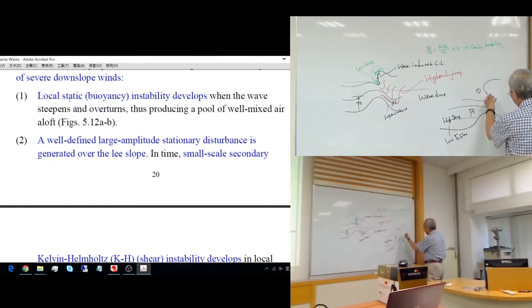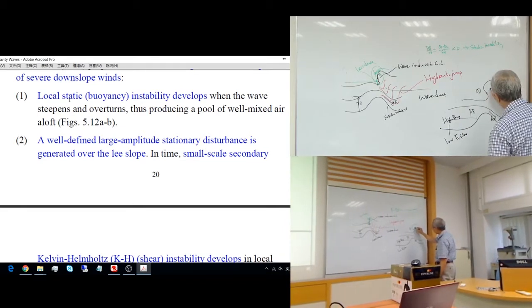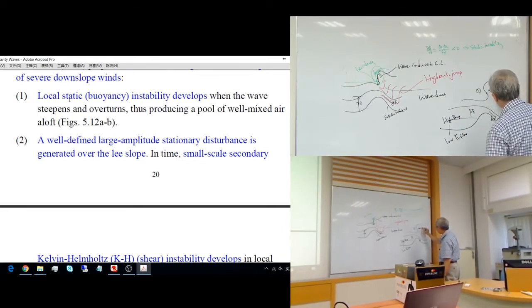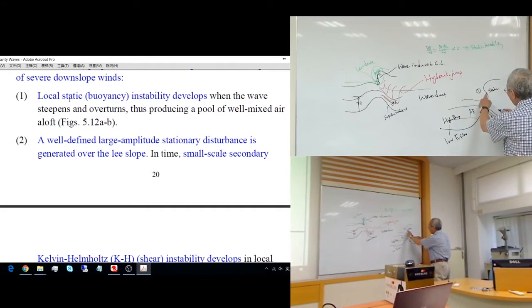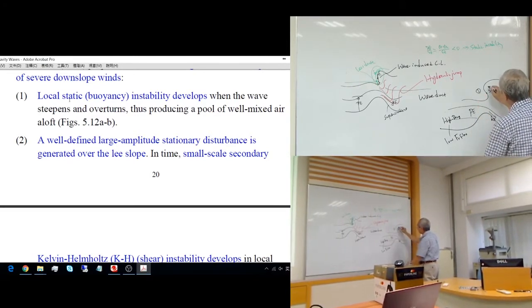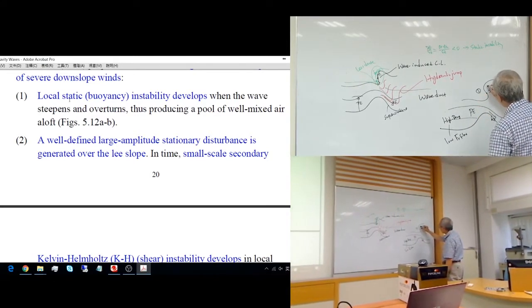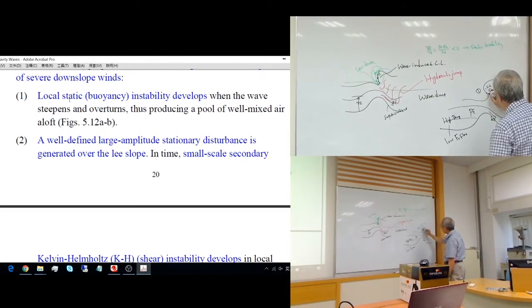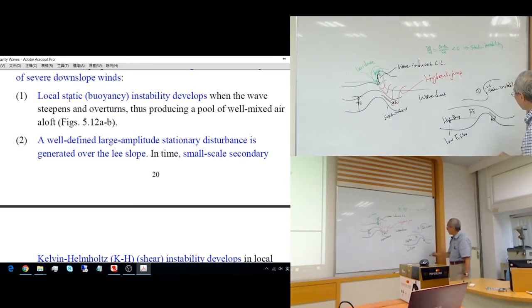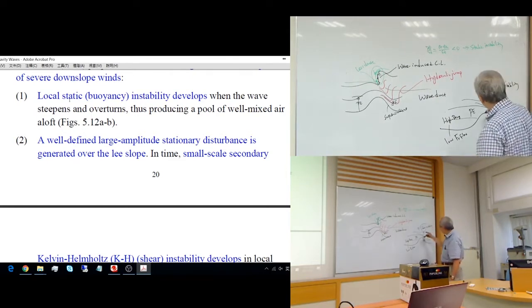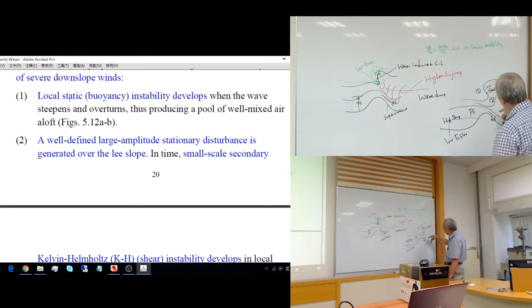You get wave overturning, and then you get the static instability, and you have the wave induced critical level. So you have the critical level here, and then you have the static instability. So that's the first stage. In the second stage, you get a large amplitude wave generated, and this one is going to develop into a hydraulic jump.